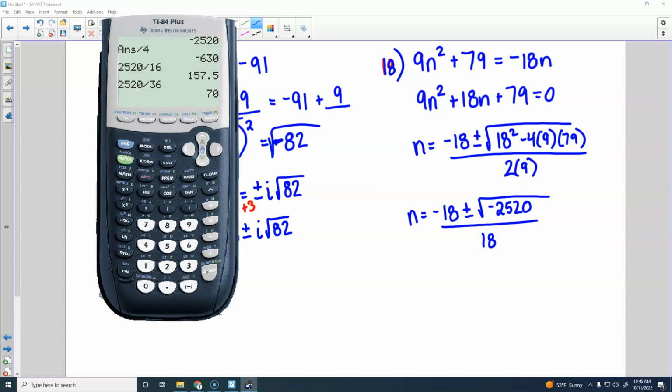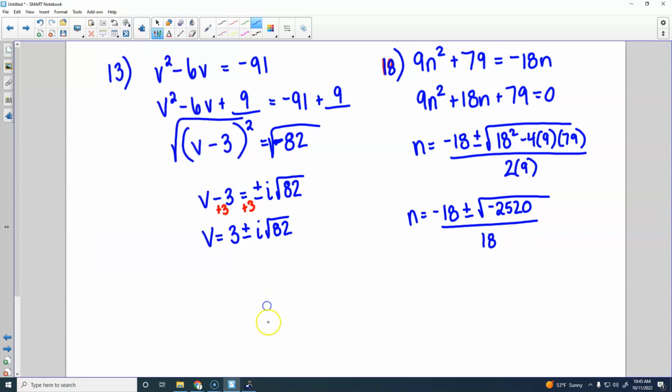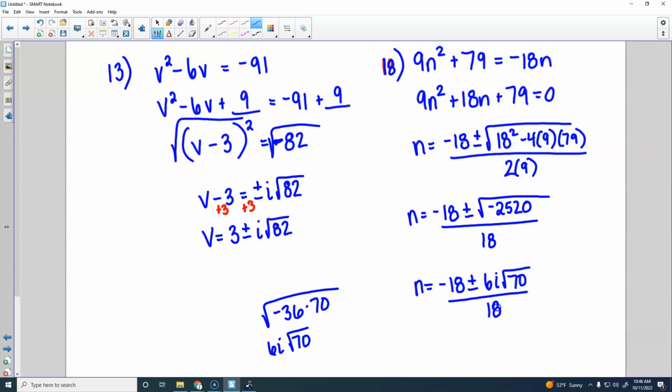36 works. 70 won't break down with it. I think it's going to be 36 and 70. Yeah, so we got negative 36 and 70. So that's going to be 6i root 70. So we're going to get negative 18 plus or minus 6i root 70 all over 18.